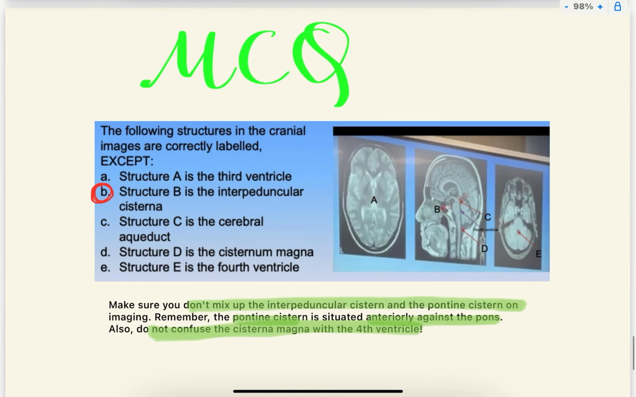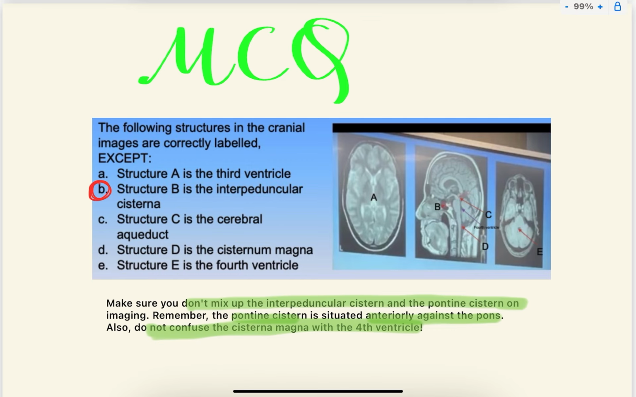Okay, now the last question. Here it's telling us to pick the correct labeling. It's telling us structure B here is the interpeduncular cistern, between the peduncles, as you can see here. It's very important not to mix up the interpeduncular cistern and the pontine cistern. The pontine will be where? Here, in front of the pons itself. And do not confuse this here: this is the fourth ventricle, it's not the cisterna magna. Okay, and I hope it was clear.